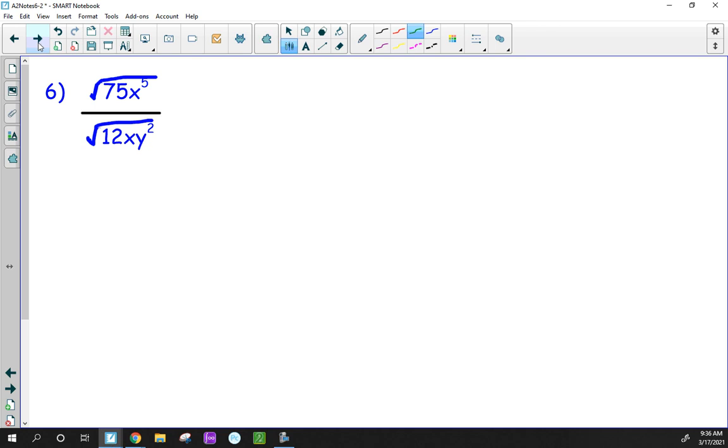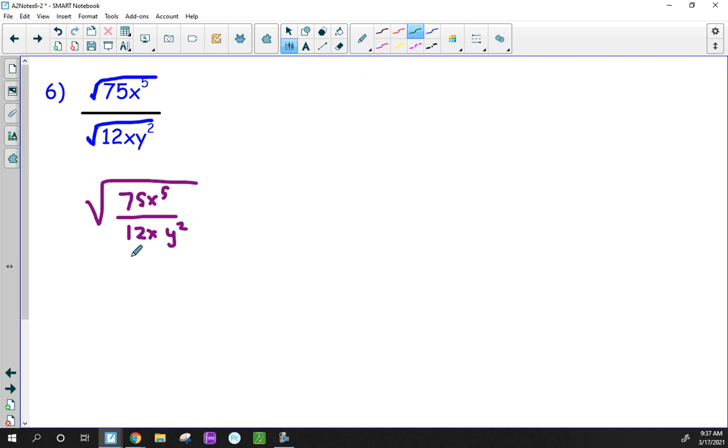Okay, let's try number 6. Number 6 says the square root of 75x to the 5th divided by the square root of 12xy squared. So I'm going to try to put it in one big radical like we did earlier. Just writing it down so you can visualize. And then I want you to notice that 75 divided by 12 actually is not going to simplify. We can give a fraction answer. We could do that, but it's not going to simplify nicely.